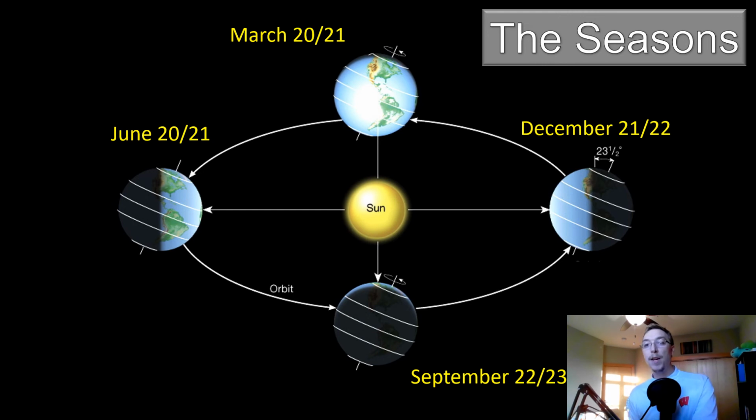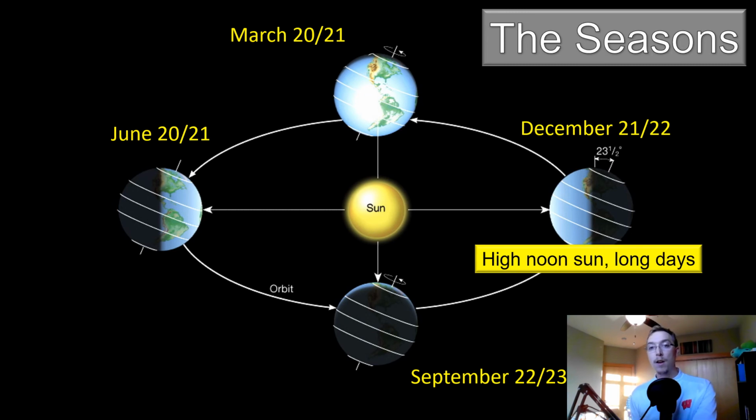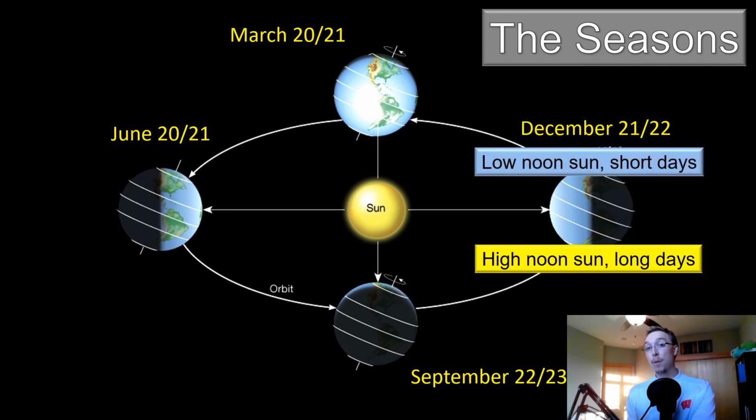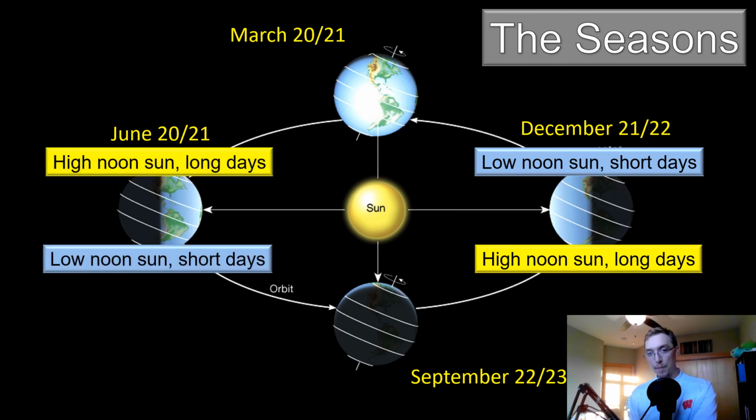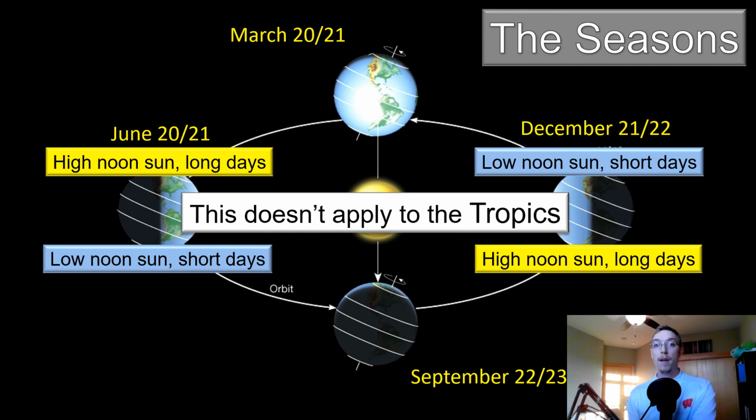So when we look at the seasons, we can kind of think of a couple key descriptors here. In December, high noon sun, long days in the southern hemisphere, low noon sun, short days in the northern hemisphere. Flip-flopped in June: high noon sun, long days in the northern hemisphere, low noon sun, short days in the southern hemisphere. And this doesn't really apply to the tropics, because between those two tropics, we're basically just moving around that same point. They don't really have defined seasons like we do in the higher latitudes.